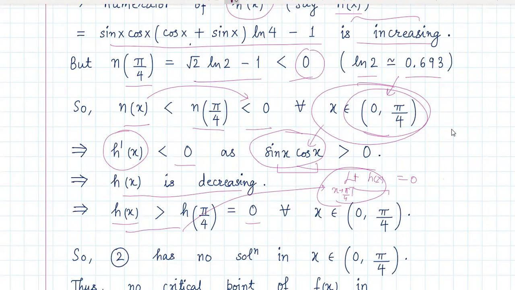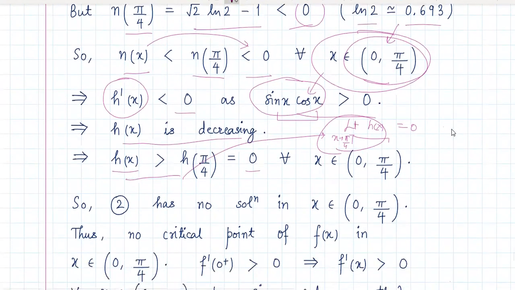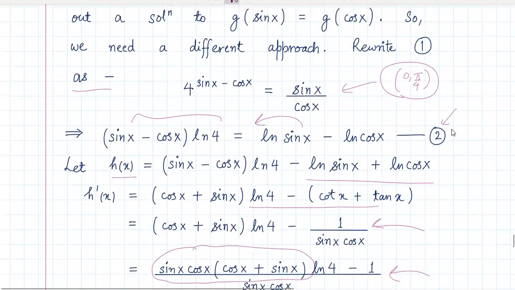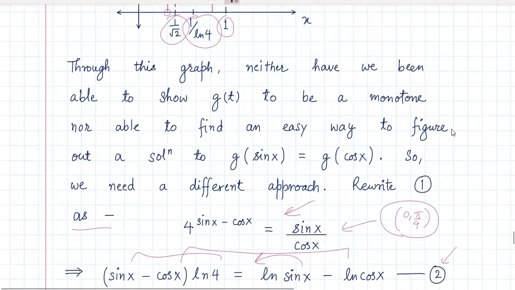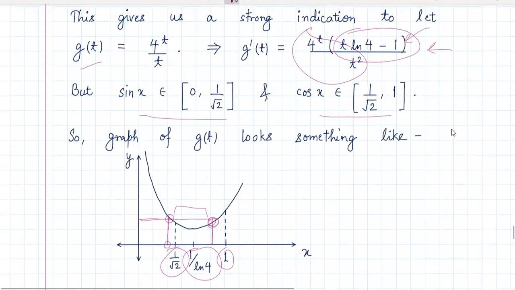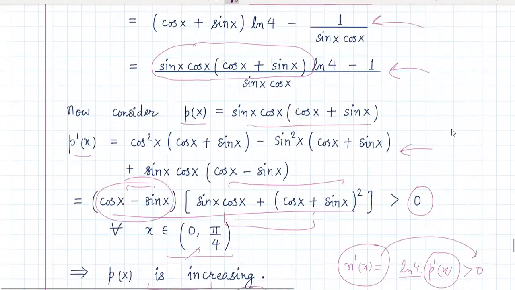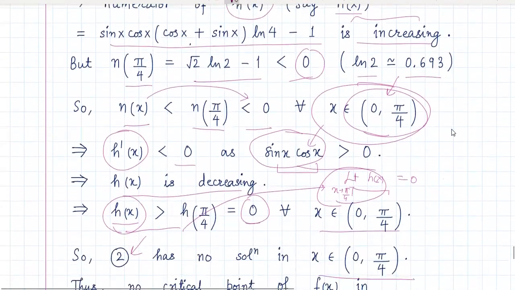So what we are actually saying is that for the open interval, h of x is always strictly greater than 0. So the equation 2 will have no solution in the open interval. What was the equation number 2? The equation number 2 was basically this. So in the open interval, it certainly does not have any solution. So f prime x equal to 0 does not have any solution in the open interval, which we are saying is 0 to pi by 4.